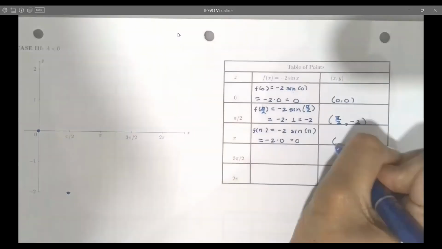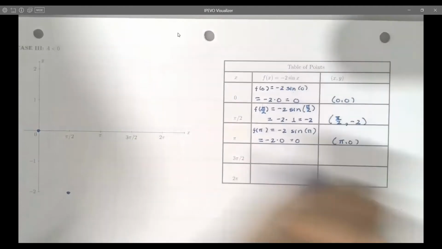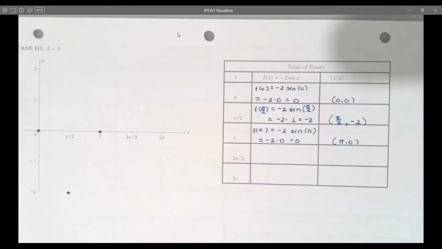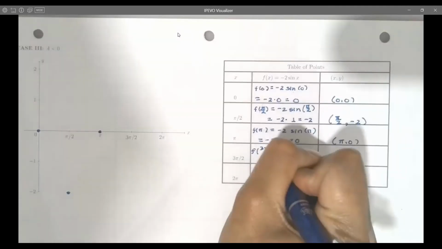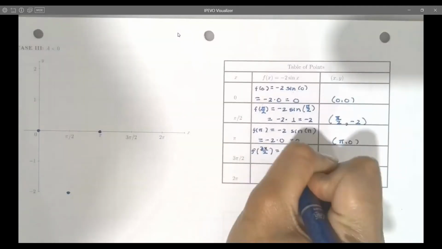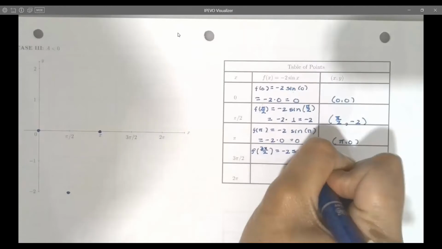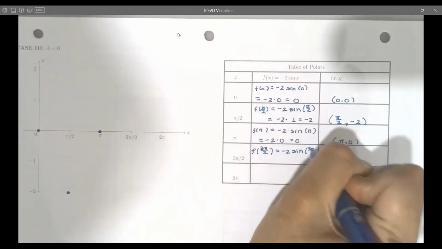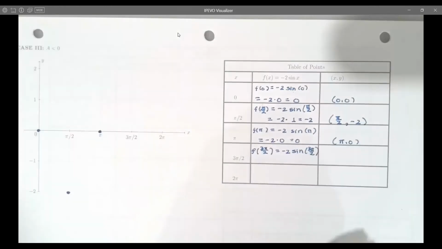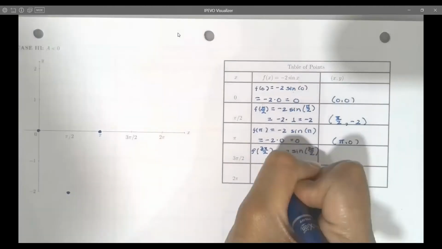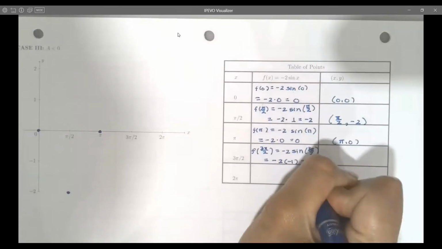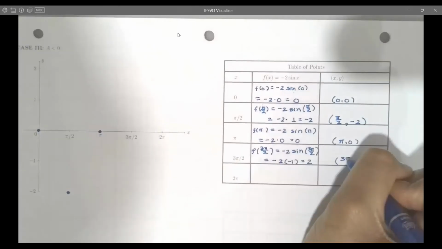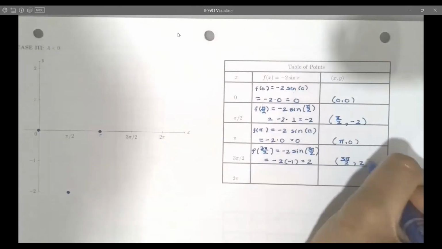Okay, so here we have pi comma 0, which would be this point here. And then for 3 pi over 2, we're going to get negative 2 times sine of 3 pi over 2. And what is the sine of 3 pi over 2? Negative 1. Negative 1, very good. So we get negative 2 times negative 1, which is going to be a 2. And that means that we have the point 3 pi over 2 comma 2.